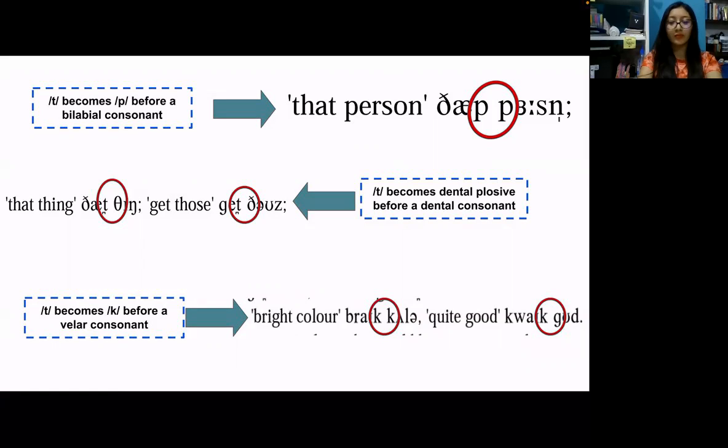And we have that the T becomes K before a velar consonant, as in "bright color" or "quite good," where that T sound is replaced like a K.